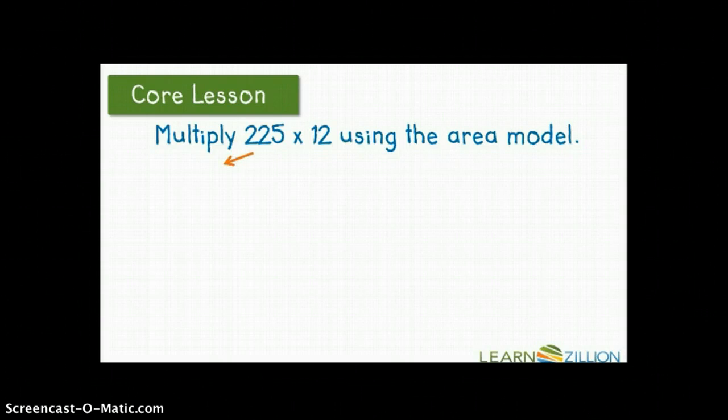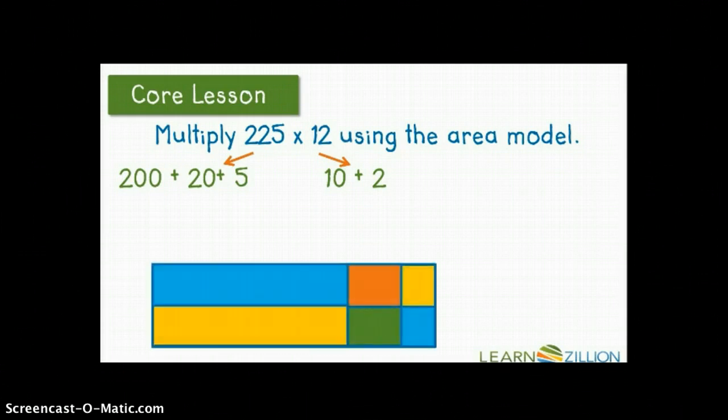We'll break apart the numbers again. 225 becomes 200 plus 20 plus 5. And 12 would become 10 plus 2. The digits are now represented by their individual values. We will create our rectangle. We'll write 200 plus 20 plus 5 across the top, and then 10 plus 2 down the side. Now it's time to multiply each individual section.